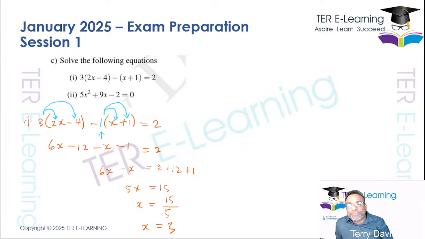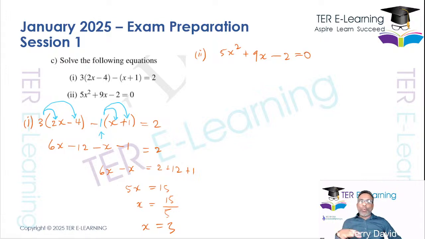That is part 1. Part 2, on the other hand, is a little trickier because part 2 is a quadratic equation. We have 5x squared plus 9x minus 2. There are 4 ways of solving a quadratic.